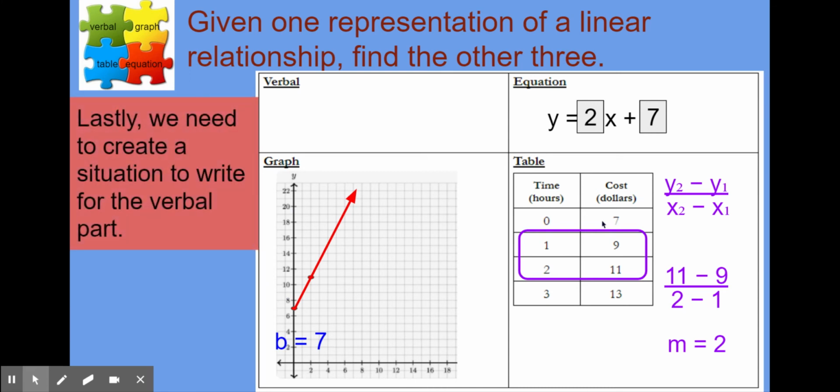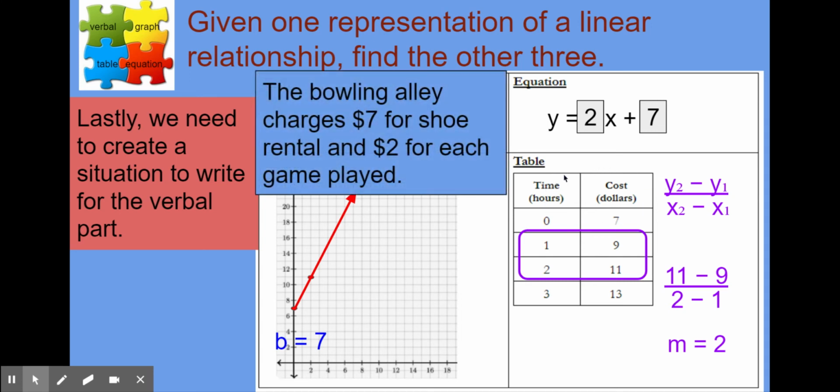Lastly, we need to create a situation to write for the verbal part. So I know it should have something to do with time and dollars, but you can see in my example, I chose to change it up a little bit to games and dollars. So I might have changed that to say $2 for each hour I played the games.